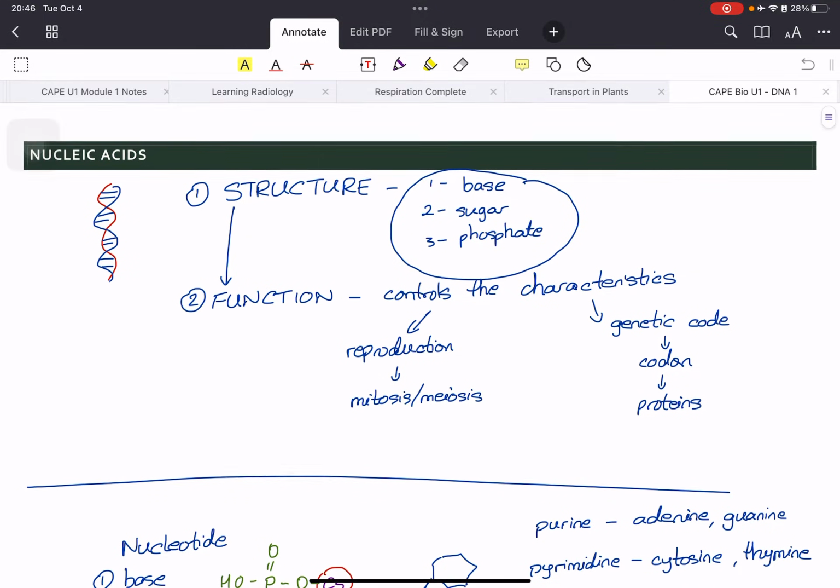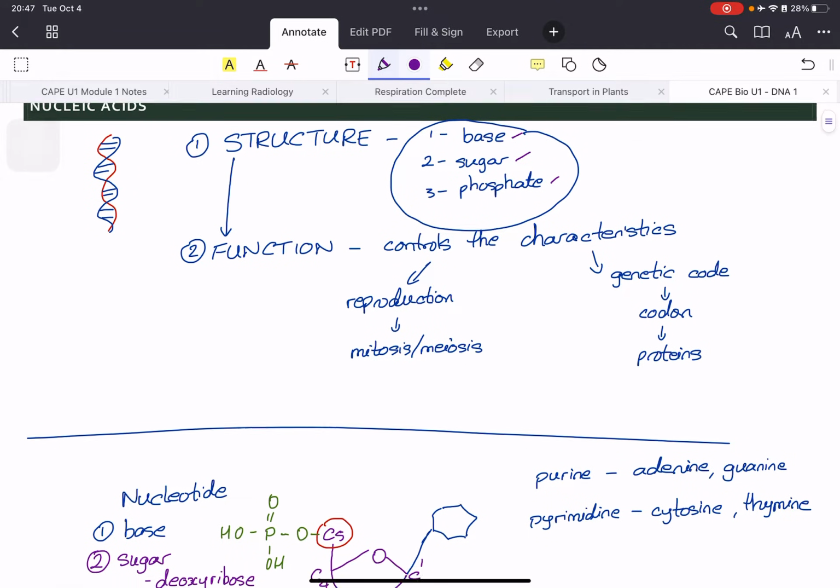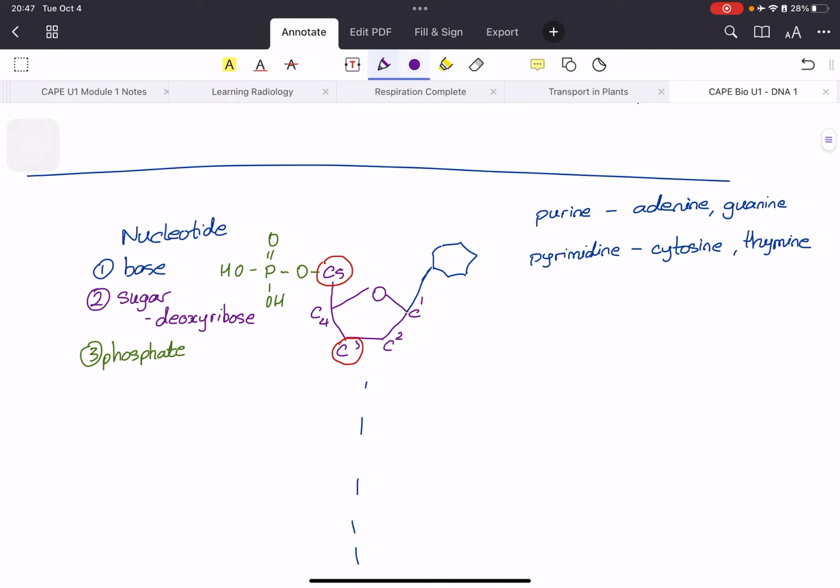So all nucleic acids have a similar structure, meaning each consists of a base, a sugar, and a phosphate molecule. Those three things make up a part of a nucleic acid, right? It's actually called a nucleotide. You could think about this as a single part of a nucleic acid. Nucleic acids are made up of many nucleotides, right?